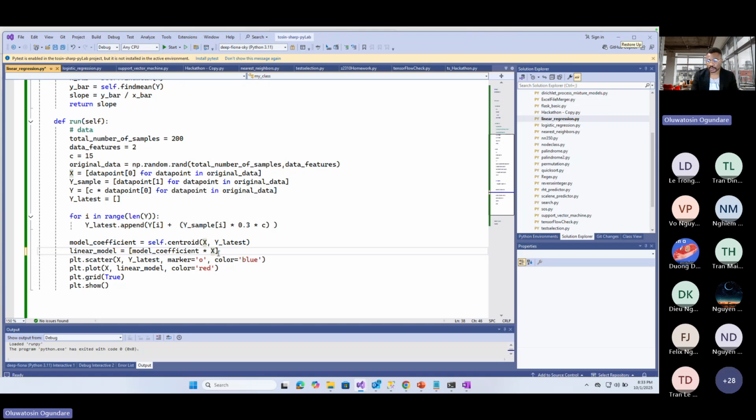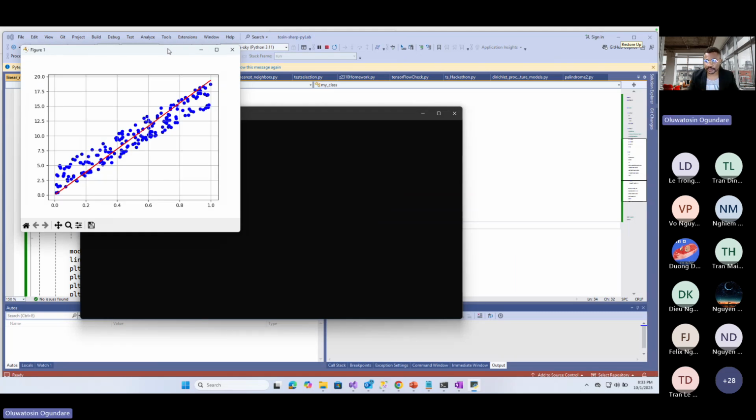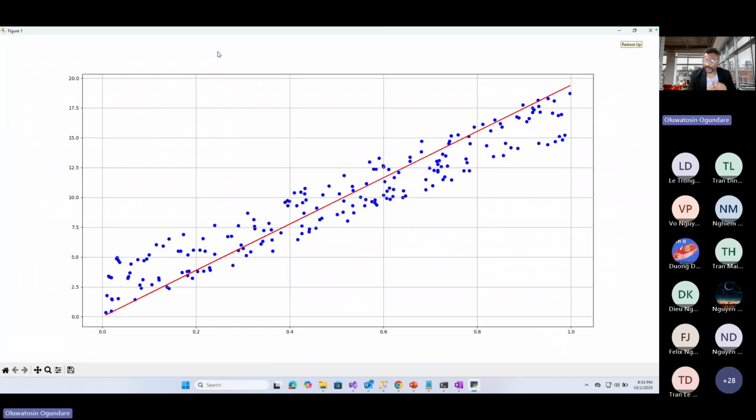Okay, so we can see that we've been able to use the centroid method to essentially generate our model. And we've been able to fit this data set with our model, which is this line, which is our linear regression model. And this is a pretty decent fit.